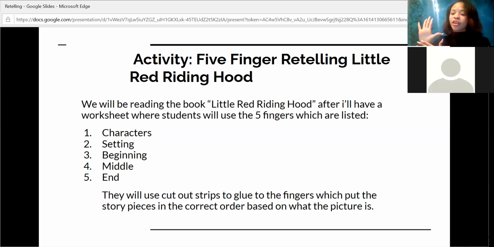So remember, write down your five finger hand, and you're gonna write the character, setting, beginning, middle, and end. I'll keep it up for you. And then you're gonna draw pictures for all five, and then for the beginning, middle, and end, kind of write a few sentences to summarize what happened in the Little Red Riding Hood. So I'm gonna give you up to 9:27, and once you're ready, turn your cameras back on.